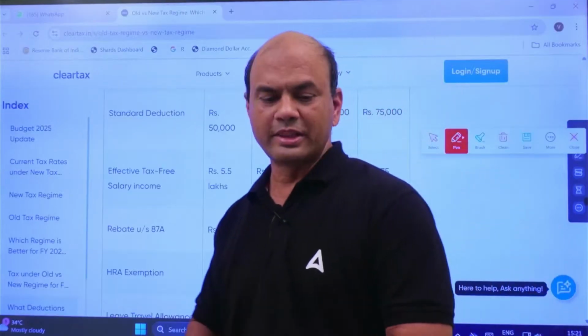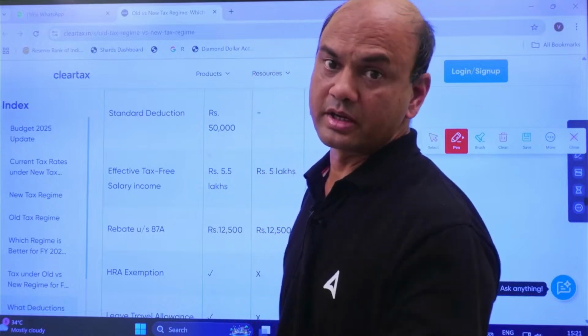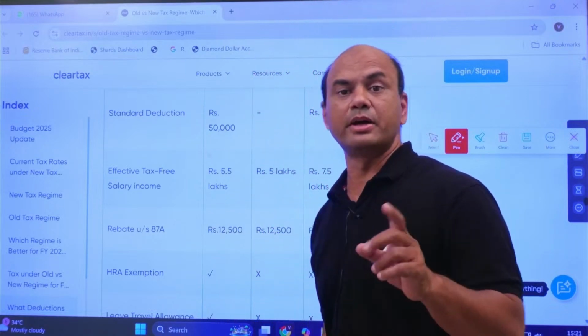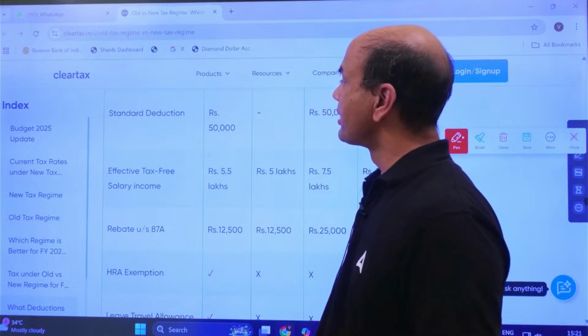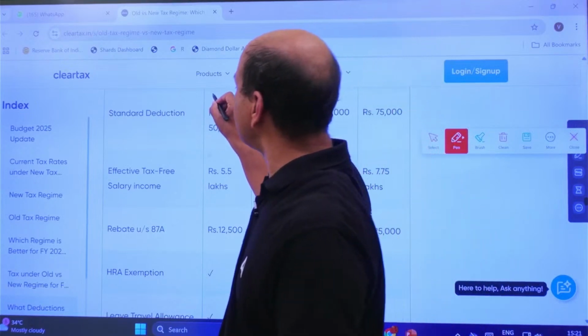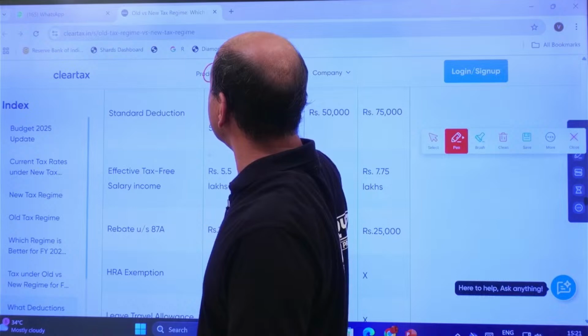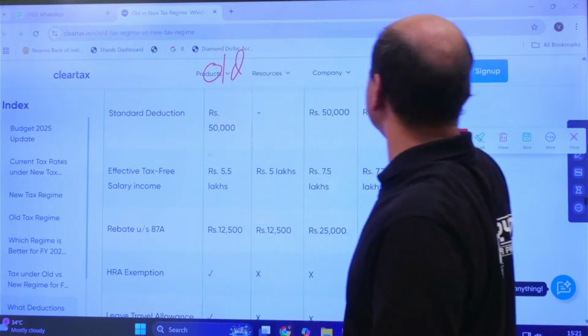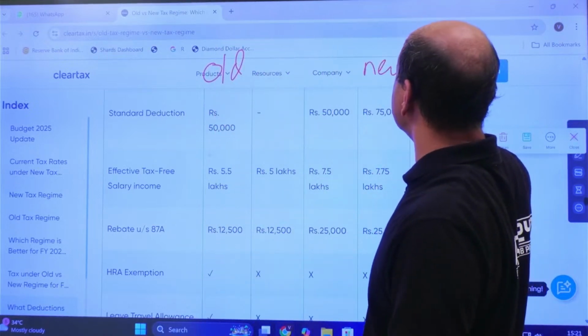So now, let me clarify a few doubts regarding the new tax regime, because this is a part of your portion. Kindly note, this is the old tax regime, old. I'll write it over here, old. And this is the new tax regime. Last one is new.